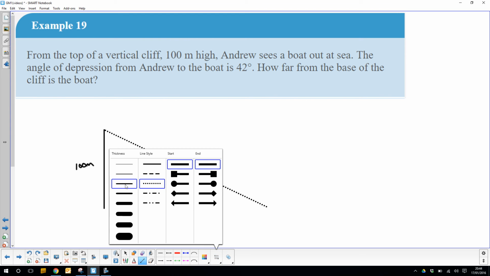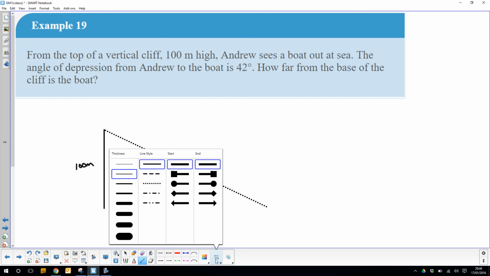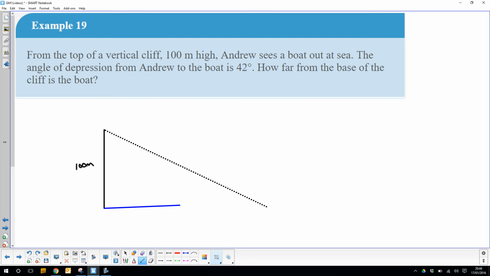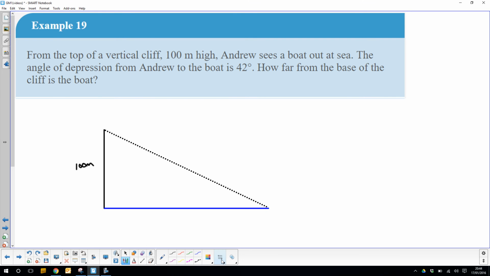and we'll have blue for our water. And we've got some measurements here as well, haven't we? We've got the 100 metres. It says the angle of depression from Andrew to the boat. The angle of depression means the angle he looks down through in order to be able to see the boat.